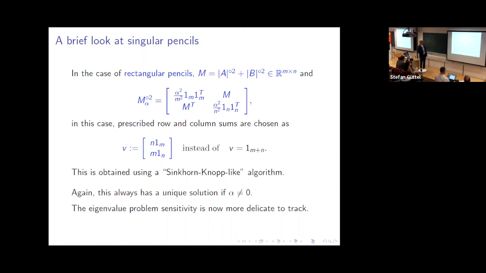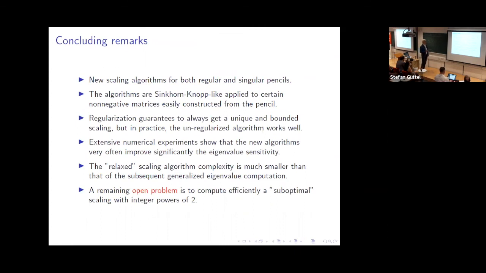That's much more delicate. But as concluding remarks, we have new scaling algorithms, both for regular and singular pencils. The algorithms are Sinkhorn-Knopp-like, and the non-negative matrices to which you apply SK are very easy to construct. It's just sums of squares, Hadamard products. You always get a unique and bounded scaling.